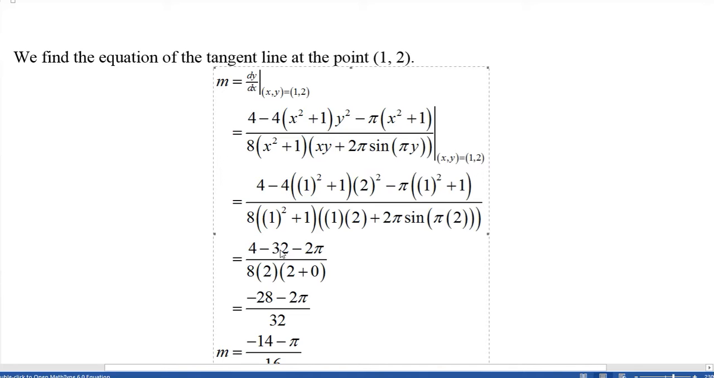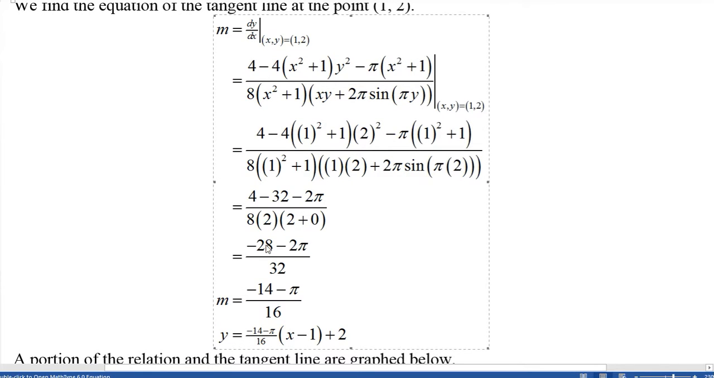I can combine like terms here. 4 minus 32 is negative 28 minus 2 pi. In the denominator, I've got 1 squared is 1 plus 1 is 2 times 8. Well, just left it there, and then got the 8. I got 1 times 2 here is 2. Sine of 2 pi is 0, so this term is 0. This is 2 times 2 is 4 times 8 is 32.